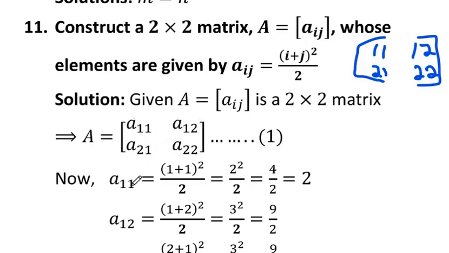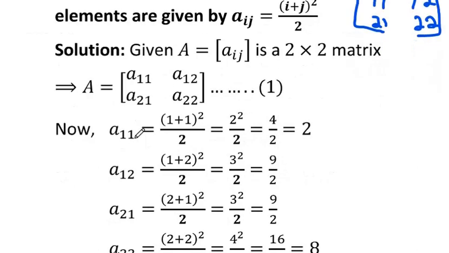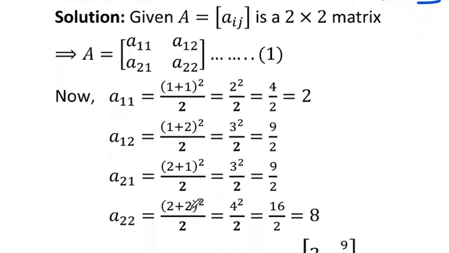A11 is equal to (1 plus 1) whole square divided by 2, 2 square divided by 2, 4 by 2, is equal to 2. A12, see here, (i plus j) whole square, (1 plus 2) whole square divided by 2, 3 square by 2, is equal to 9 by 2. A21, (2 plus 1) whole square by 2, 3 square by 2, 9 by 2. And A22, (2 plus 2) whole square divided by 2, 16 by 2, is equal to 8.